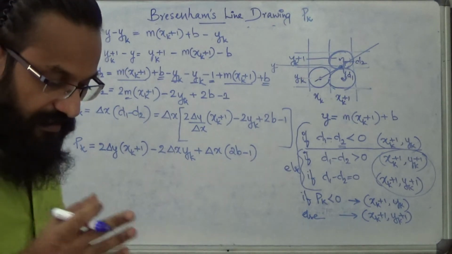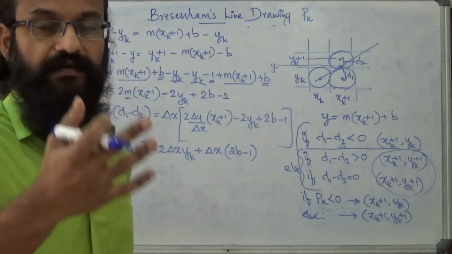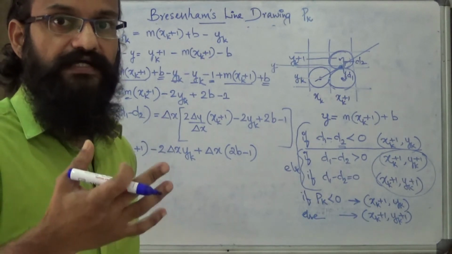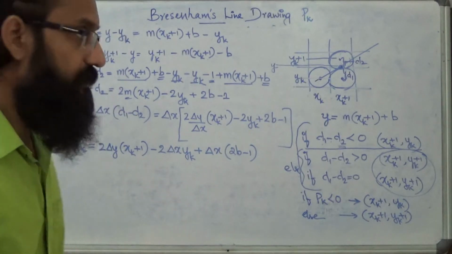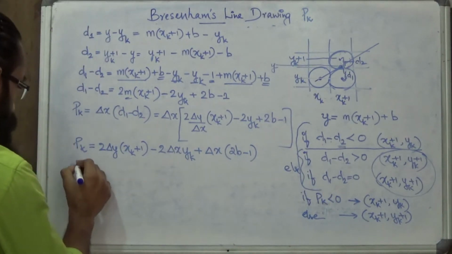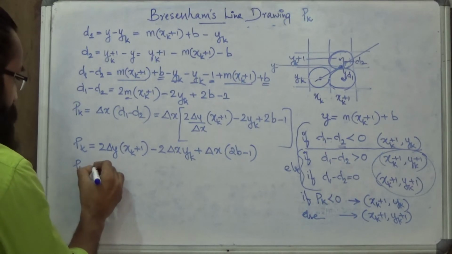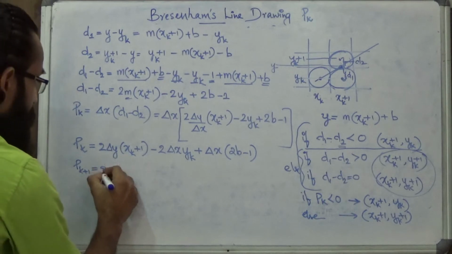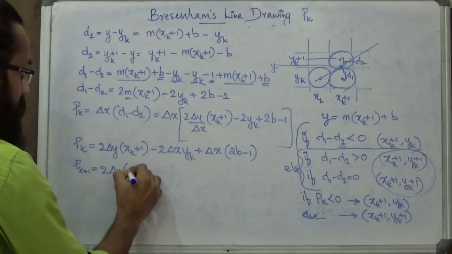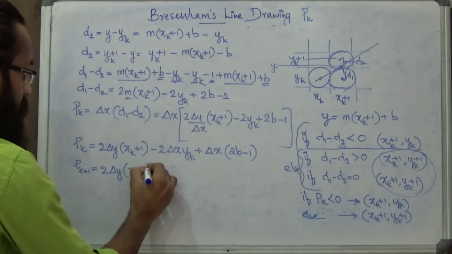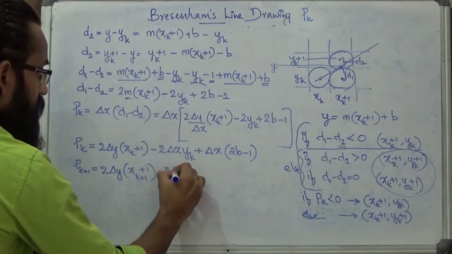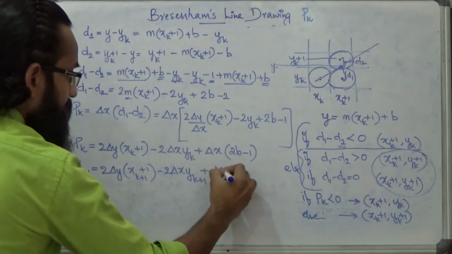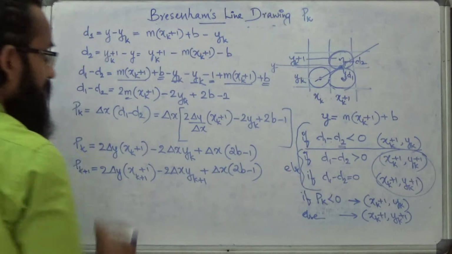Now, based on the kth decision parameter, you will be plotting the k+1th point, and after plotting the k+1 point, you are expected to determine the k+1th decision parameter, that is pk+1. So what is pk+1 based on pk? Replace k with k+1 in this relation. So you will be getting 2 delta y (xk+1 + 1) minus 2 delta x yk+1 plus delta x into (2b minus 1).